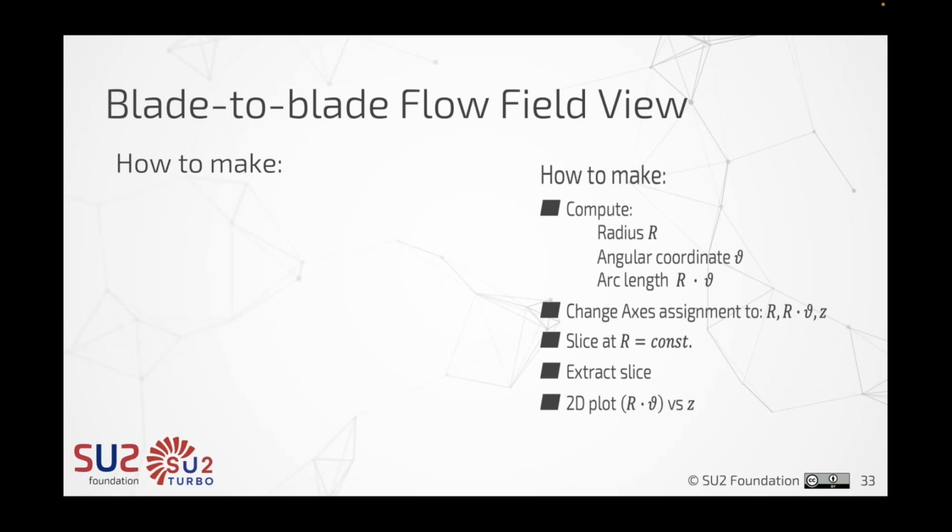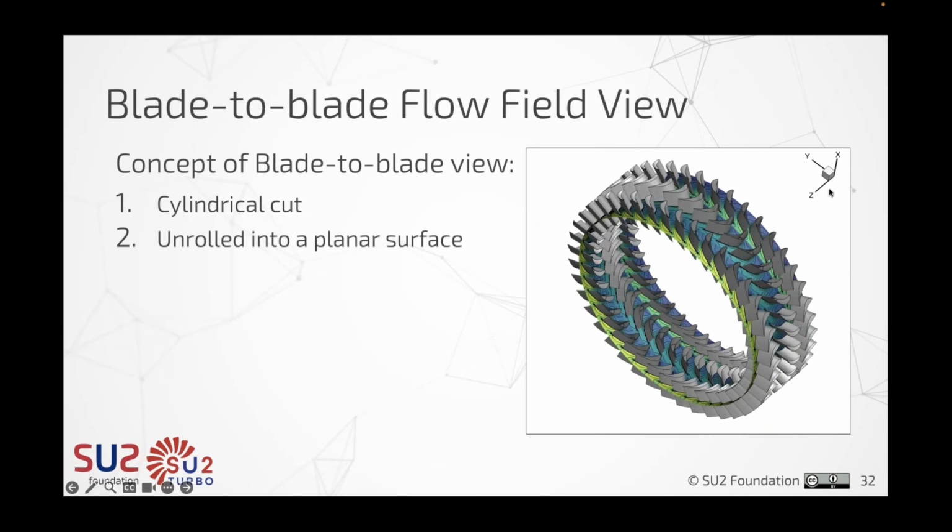The problem is that the Cartesian axes are X, Y, and Z, and our solution is written in this way, but we want to make the extraction orthogonal to the radius. So what we have to do, first of all, is to compute some additional quantities like radius, angular coordinate, and their product, which would represent the angular length of the cylindrical surface. So just coming back to where we have a nice plot, it would be basically this length here, the tangential length.